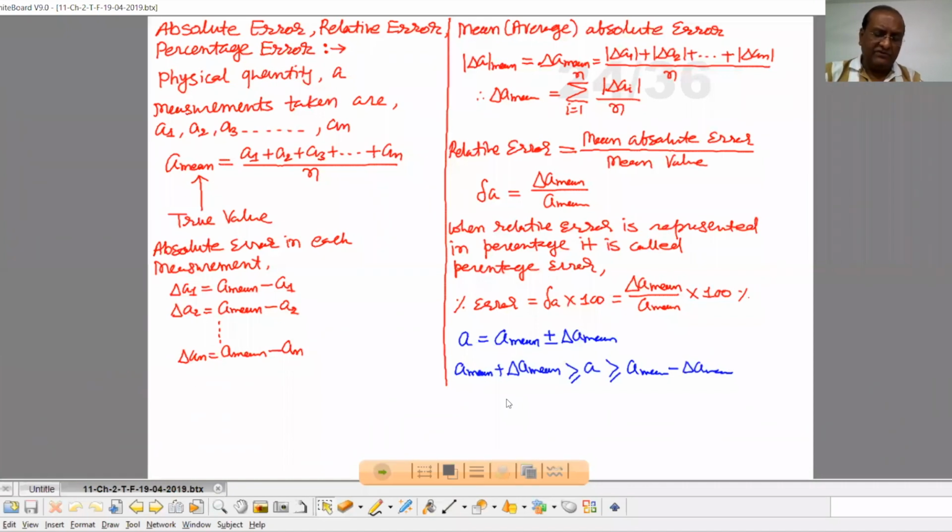When we take the observation with the help of this vernier caliper, at that time what we have to do, we have to match the divisions of the vernier scale and the main scale. Vernier scale is that small scale and main scale is the larger one, which is exactly like a regular scale.